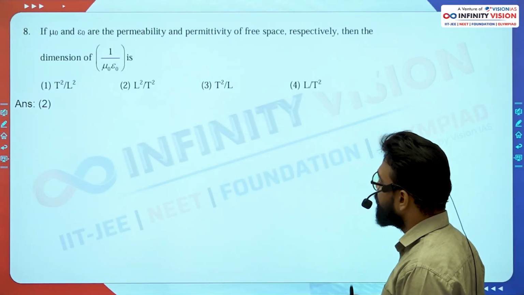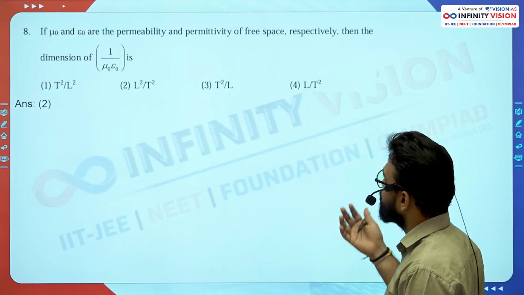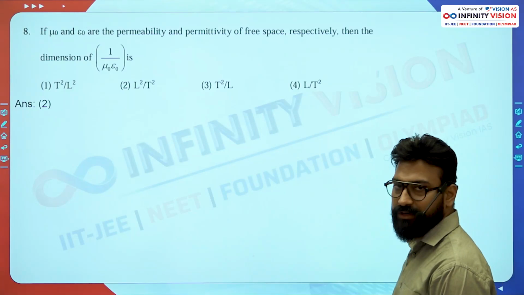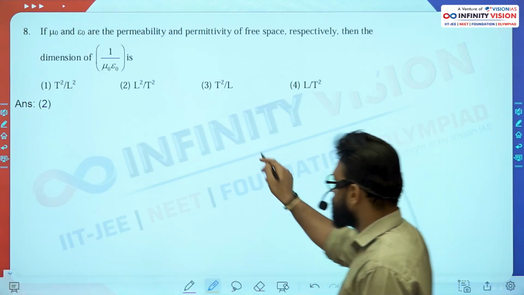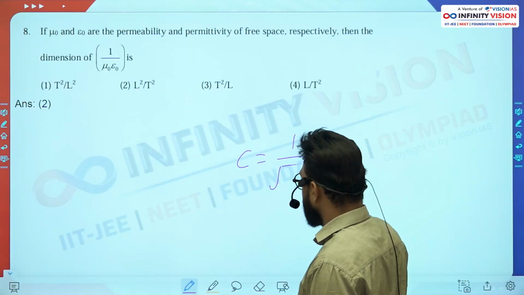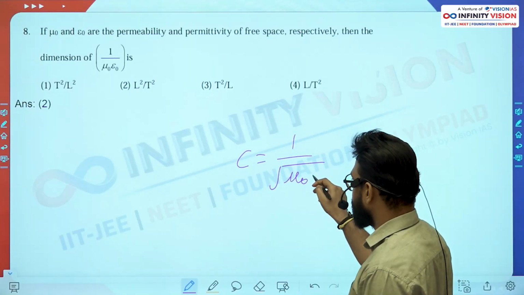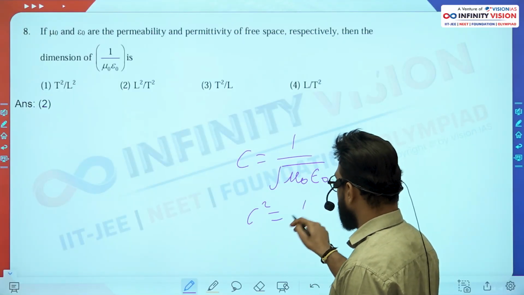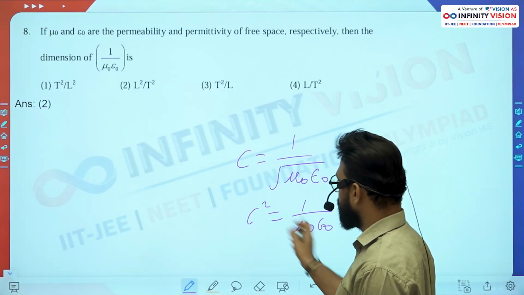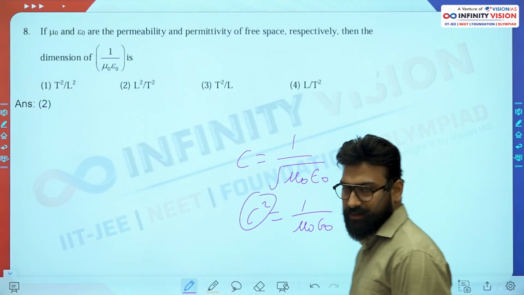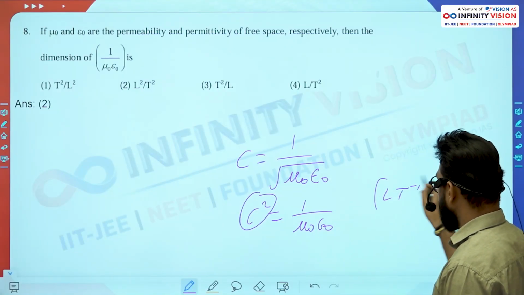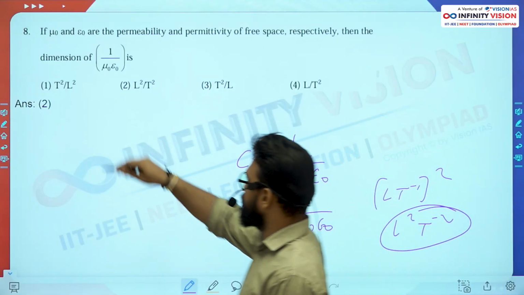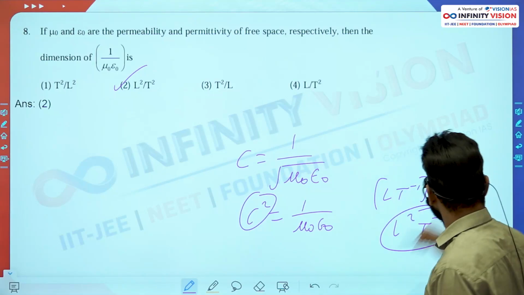Next, if mu naught and epsilon naught are the permeability and permittivity of free space, then the dimension of 1 by mu naught epsilon naught is? We already know speed of light is given by a relationship with mu naught epsilon naught. Squaring both the sides, you'll get c square is equal to 1 upon mu naught epsilon naught. So its dimension would be equivalent to c square, which is LT minus 1 raised to power 2, which is L square T minus 2. So second would be the correct option that you must get.